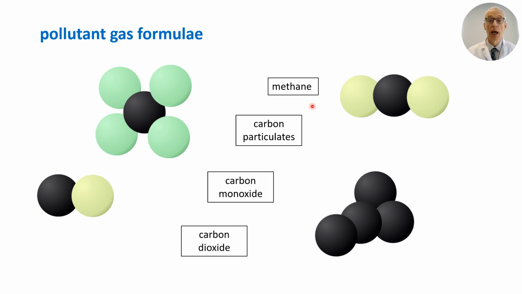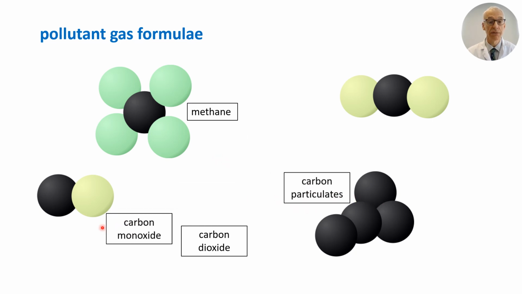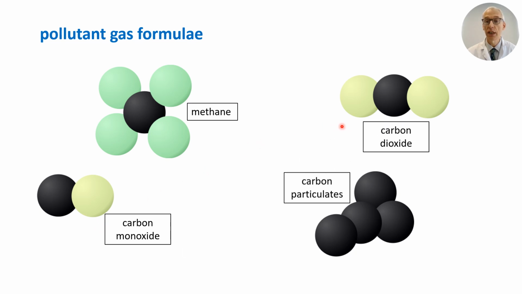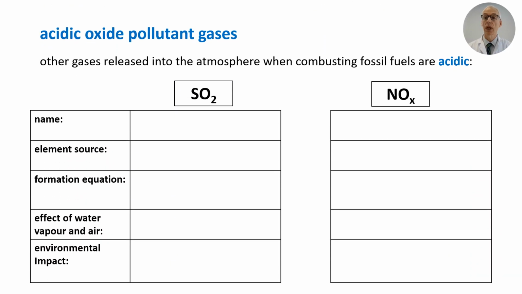Okay, so methane, obviously 1 carbon, 4 hydrogens. The carbon particulates, 1 type of atom. Carbon monoxide, so 1-to-1 ratio between carbon and oxygen. Carbon dioxide, a 1-to-2 ratio. So the formulae, CH4 for methane, you must know that. CO2, CO, and carbon particulates are represented just by capital C, the symbol for carbon.